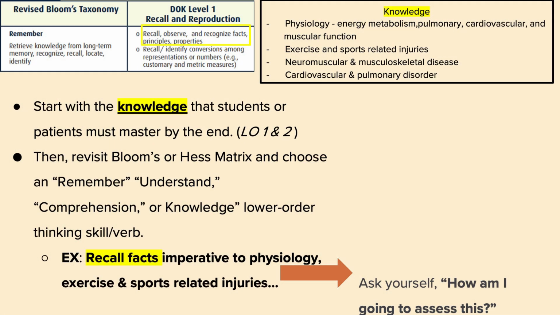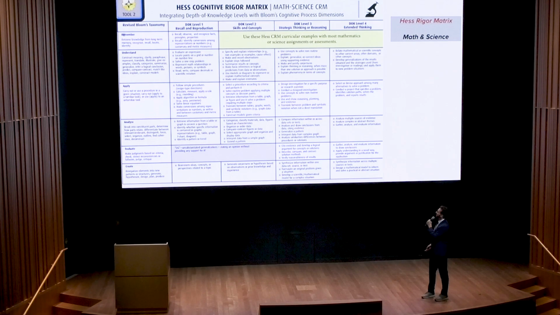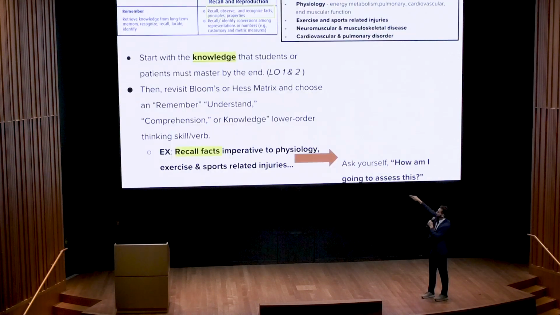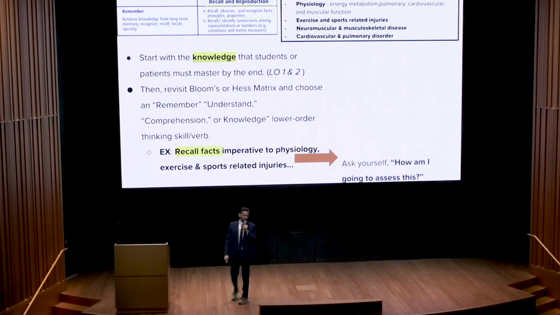First 2 objectives that I always create and that I suggest that instructors create are knowledge-based. These are the content that you want students to master, that you want students to take away from your course, right? So for me, if we look back at this Hess Cognitive Rigor Matrix, I really stuck in the remember part in the top left corner, and I chose the one that was all about recalling facts. And I thought back to the knowledge that I already pulled out for him, which was related to physiology, exercise and sports-related injuries, neuromuscular and musculoskeletal diseases. And I created the objective, recall facts, and I started to list those things.